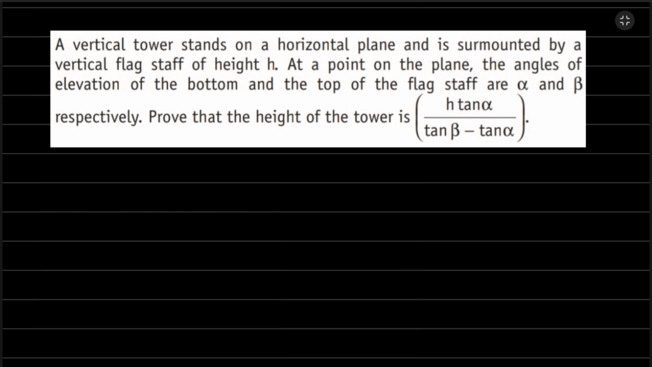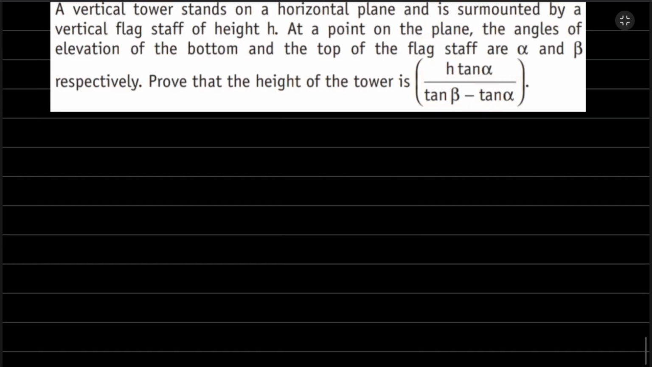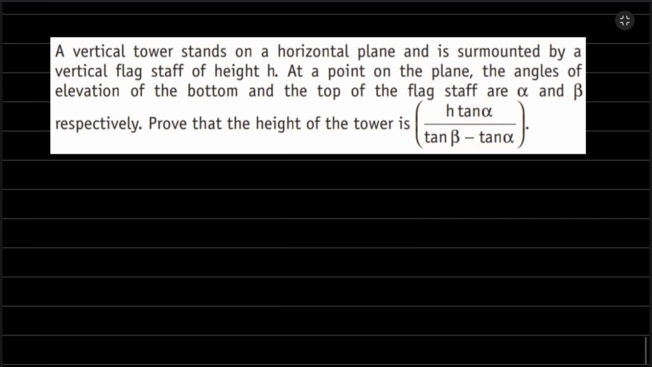So here the question is: a vertical tower stands on a horizontal plane and is surmounted by a vertical flagstaff of height h. At a point on the plane, the angle of elevation of the bottom and top of the flagstaff is alpha and beta. Let's draw the diagram. Suppose this is your vertical tower, standing on a horizontal plane, and this tower is surmounted by a vertical flagstaff.